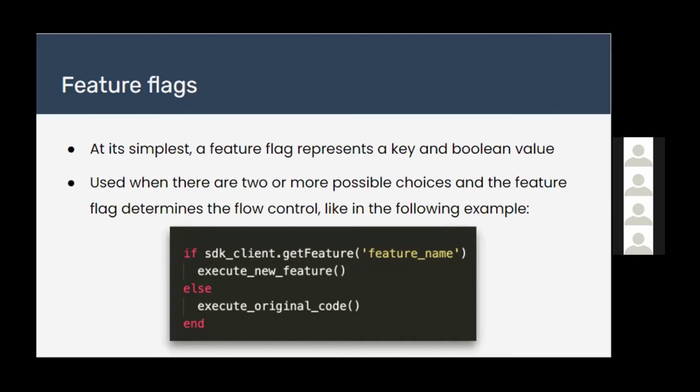So as you can see, the get feature method is passed in a key name, which can be thought of as the active state of microservice A. And if that returns true, we execute the new feature, which would be routing the request to microservice A. Else we execute the original code, which can be thought of as the internal monolith code.